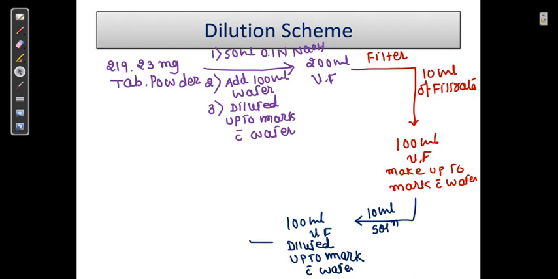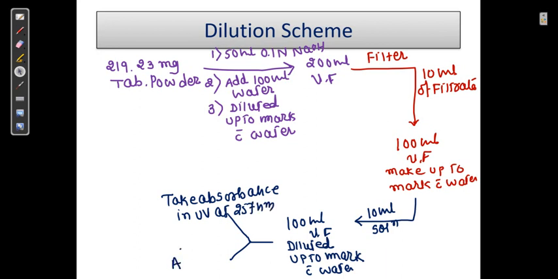Then we take the absorbance in UV at 257 nanometer, and A 1% 1 centimeter is 715. Okay, so this dilution scheme helps you when you perform the assay.